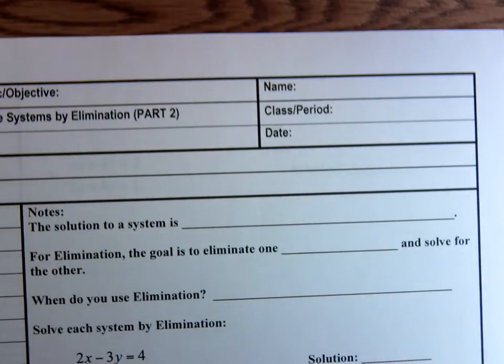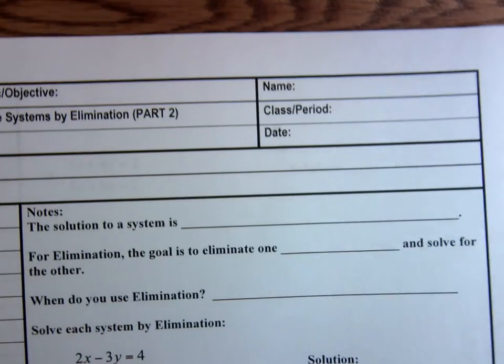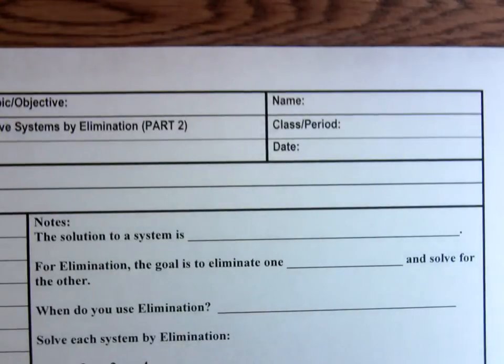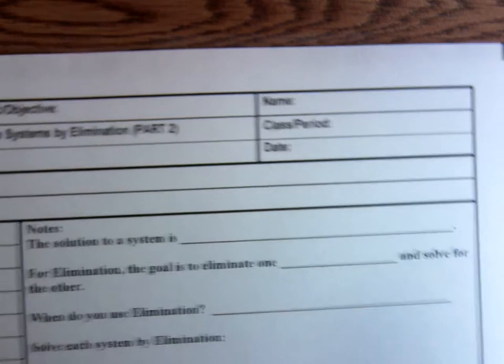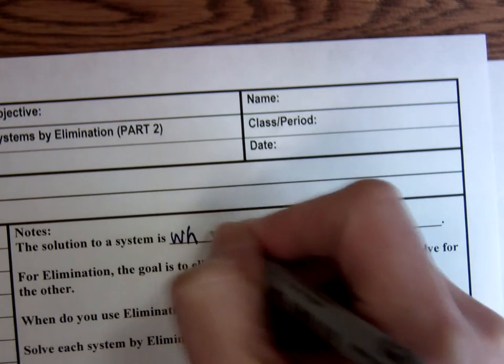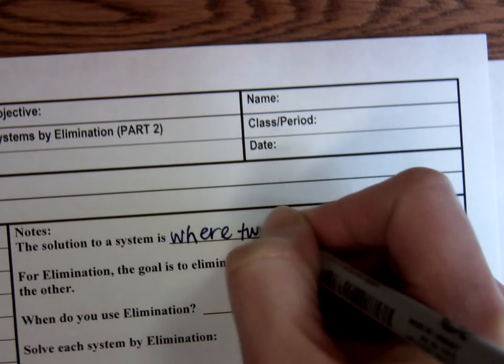Today we are going to continue our practice with solving systems by using the elimination method. So let's remember what the solution to a system is. A solution is where the two lines intersect.